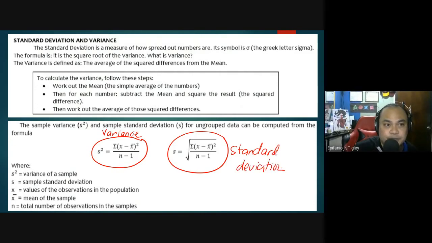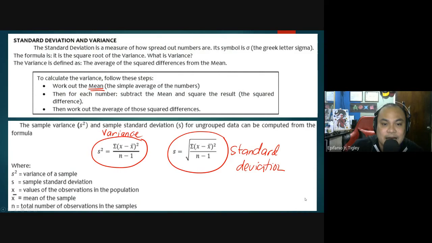And take note, to calculate the variance, you need to work out the mean first. The mean is very, very important. You need to know what the mean is. The second step is subtract the mean and square the result. And then work out the average of those squared differences. So this will be the formula. We will be using the formula in our next presentation.